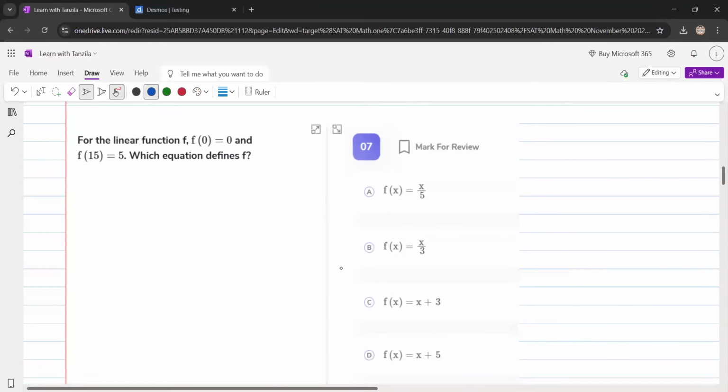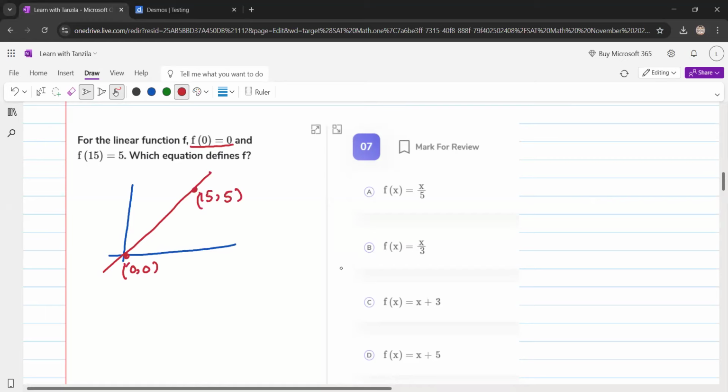Now, moving to question 7, for the linear function f of 0 equals 0 and f of 15 equals 5, which equation defines f? Now, from here, you should be able to understand that this is a proportional relationship. Proportional relationship meaning that it's a linear equation going through the origin. How would you know this? Because you have 0, 0. You have the origin as a point on the line. That means it is a proportional relationship. Now you have another point given to you, which is x is 15 and y is 5, right?